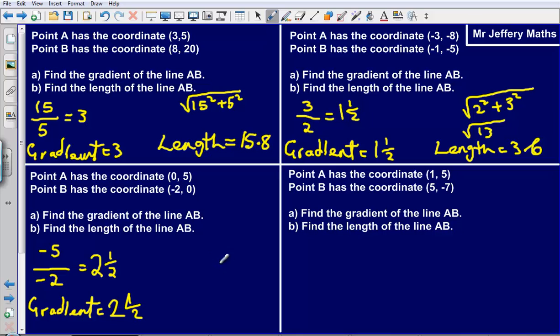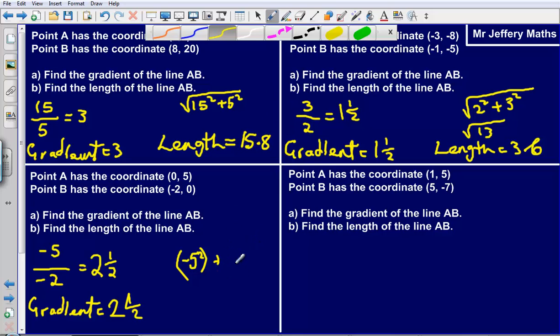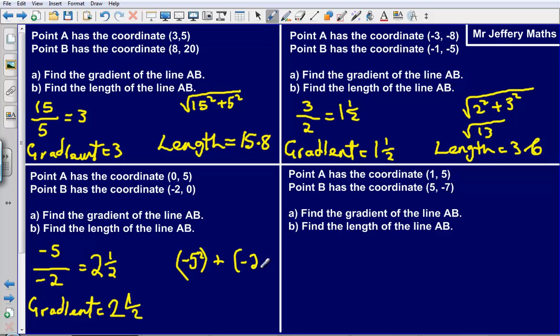And then again, finding the length using Pythagoras, we're going to have minus 5 squared, and we're going to have minus 2 squared. Now I'm just putting these in brackets this time, simply because if I was to type this straight into my calculator, I might get a funny result if I didn't put it in brackets. But remember that we're just squaring a negative number. It's going to give us a positive answer anyway.